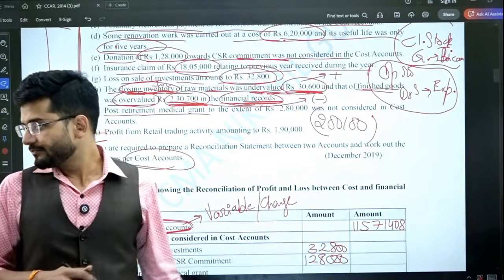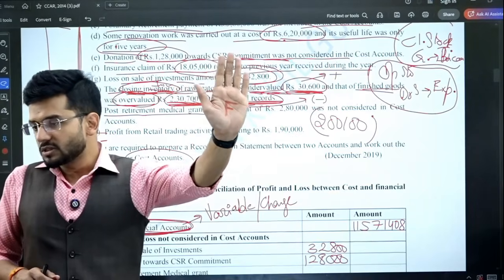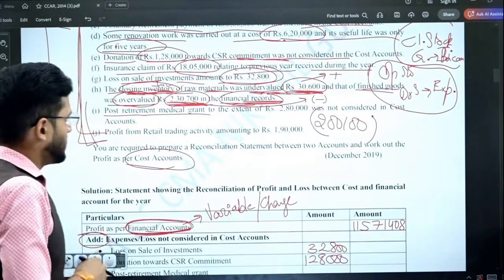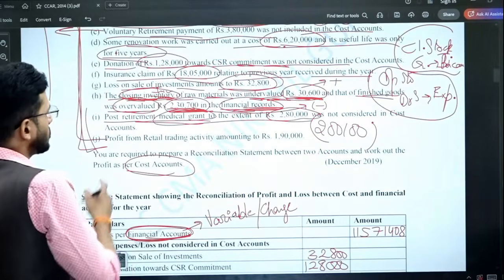Perfect. Very important how the inventory adjustment is to be given. And use this method, guys. This method is very, very easy. Okay. Next is post-retirement medical grant given to 2,20,000 not considered.